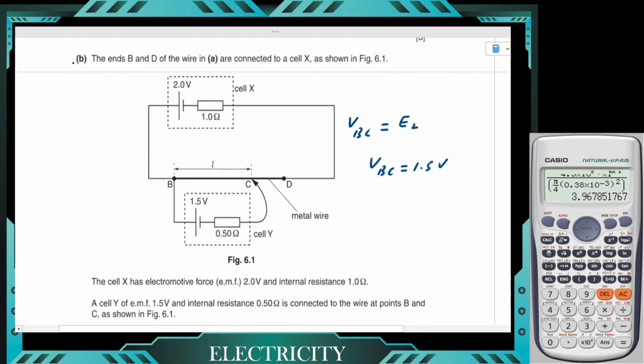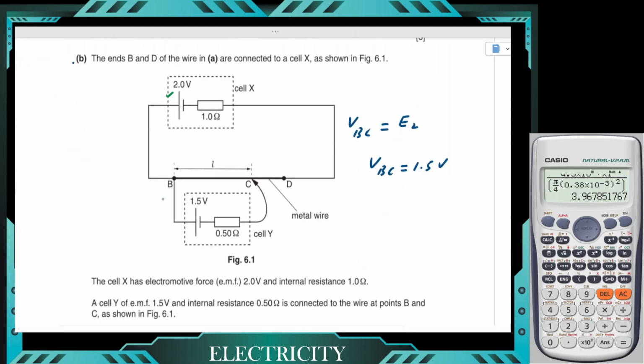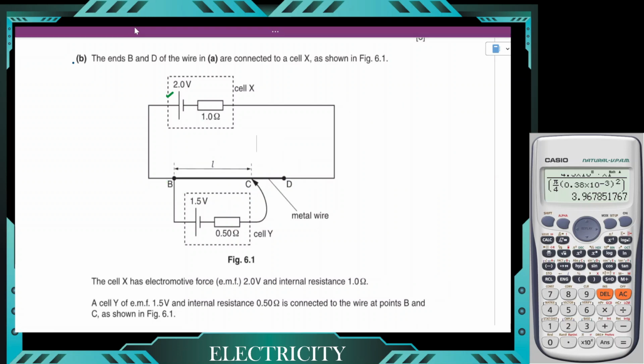So the thing is, current in the cell X. Okay, so what we need to do is we need to find the voltage, which is 2 volts. For the upper loop the voltage is 2 volts, and the total resistance of the upper circuit would be, the resistance of the wire would be taken as 4. So the resistance of this whole wire would be taken as 4 ohms. So if I redraw the circuit, you can think about the circuit like this one.